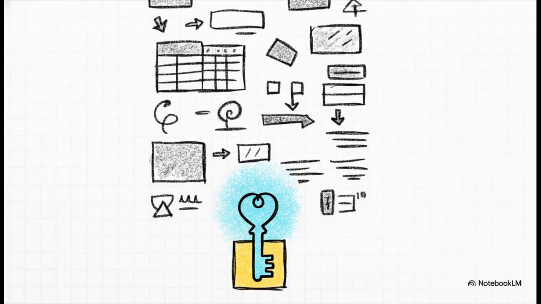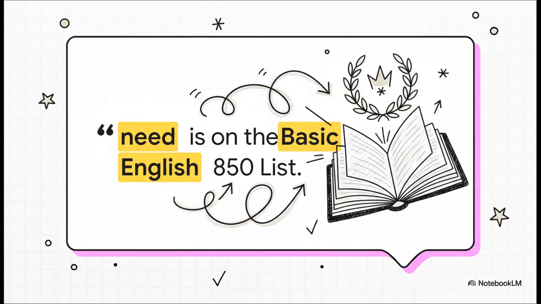If you were to scroll all the way down that Wiktionary page, past all the grammar tables and examples, you'd find this small, simple sentence. It's so easy to miss, but it's the key that unlocks this whole story. Boom, there it is. That one sentence. It's not a definition, it's a classification. This tells us that the word need isn't just another common word. It has been officially chosen as one of the most essential words in the entire English language.